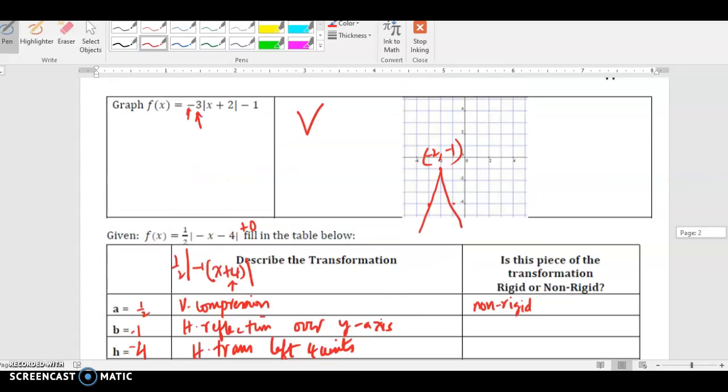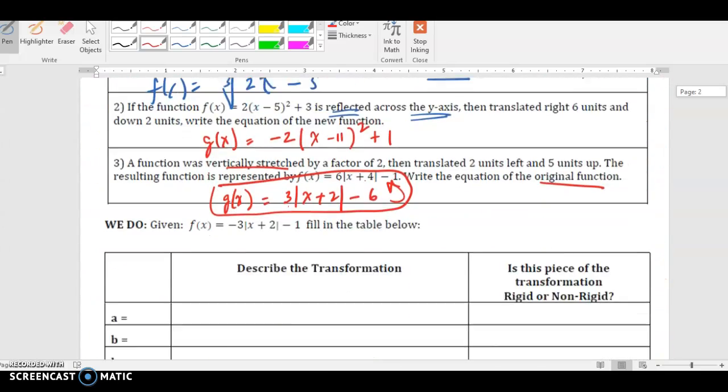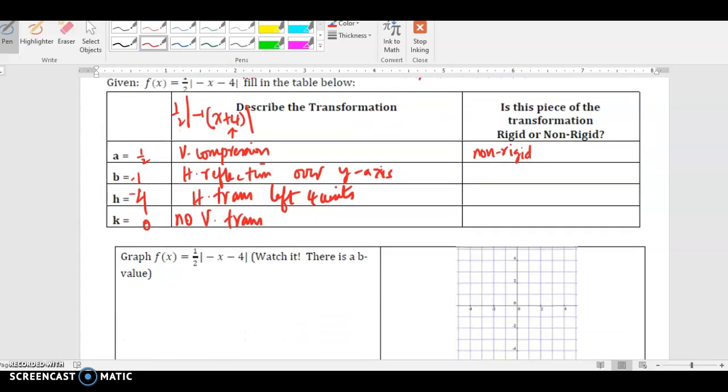Okay, so let's see if reflections are rigid or non-rigid. They don't distort the shape of the graph. Actually, rigid transformations change the orientation of the function, which means the direction also, right? So reflections are rigid. Oh, these are rigid. And there is nothing here.